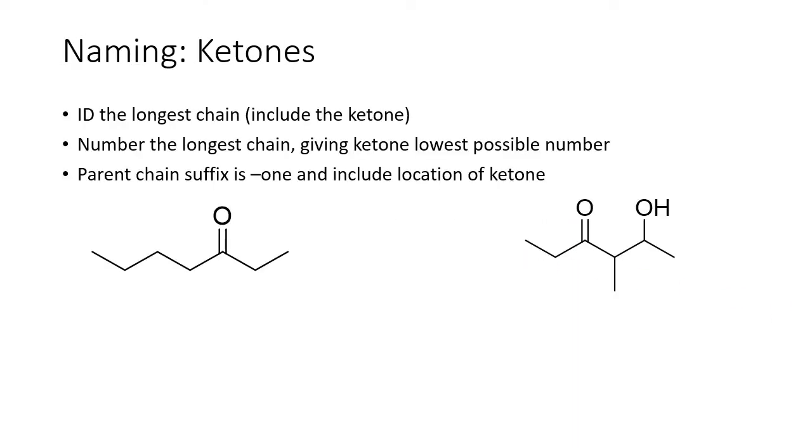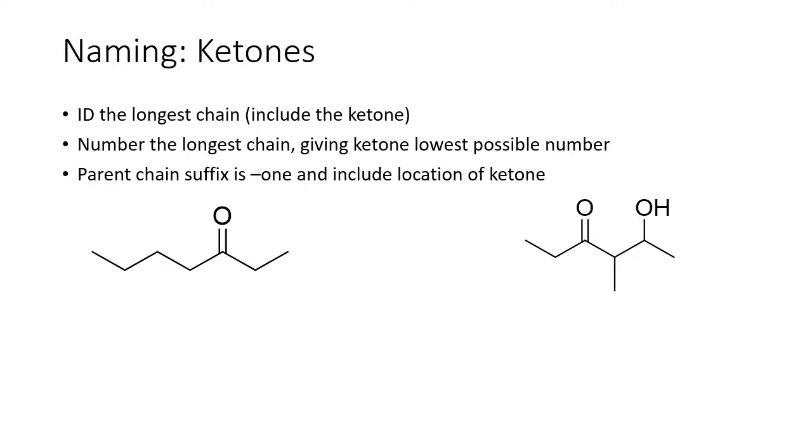With naming ketones, we will also identify the longest chain of carbons, making sure to include the ketone functional group. Next, we will number the longest chain, giving the ketone the lowest possible number. Finally, we will name the ketone, and for the parent chain suffix, we will use one, O-N-E. We also have to include the location of the ketone functional group. Now, this was not necessary with aldehydes because aldehydes were always on carbon number 1.